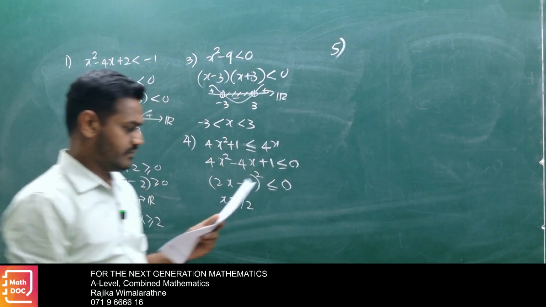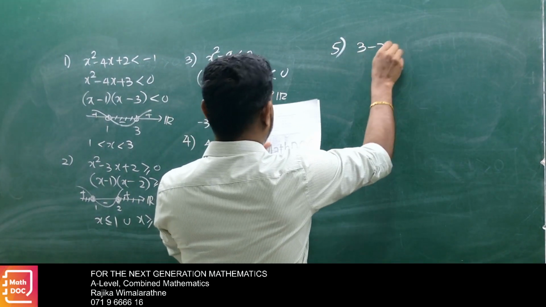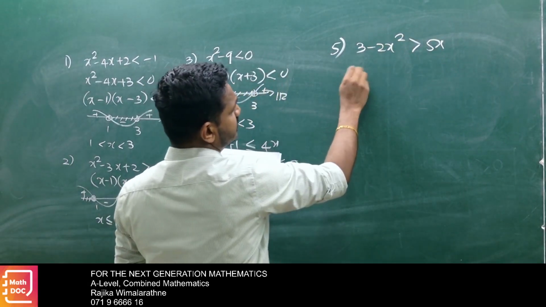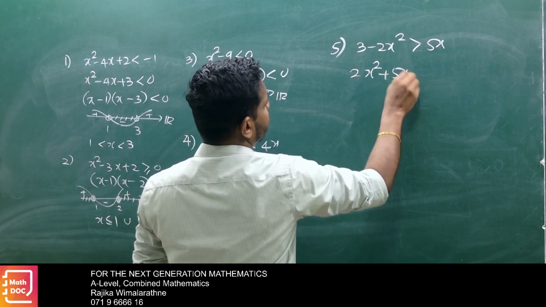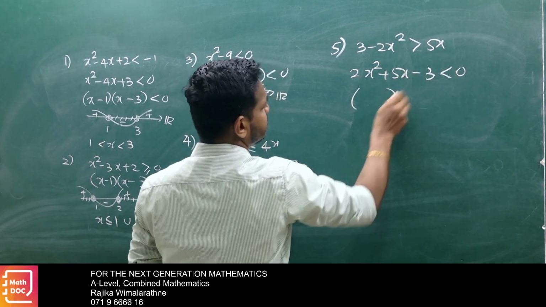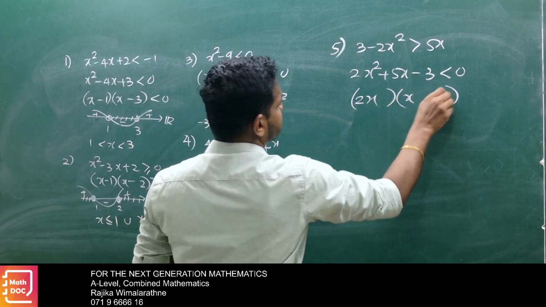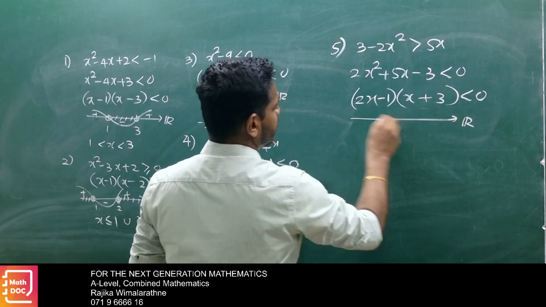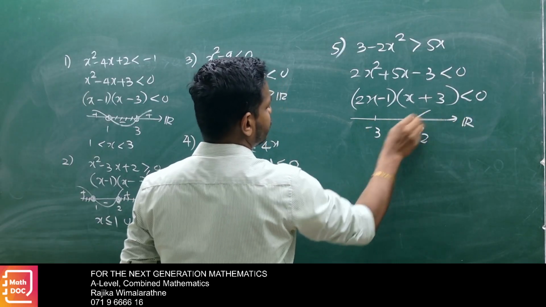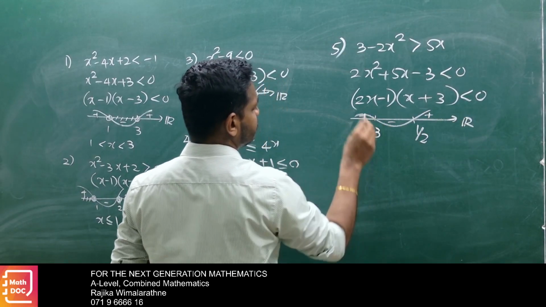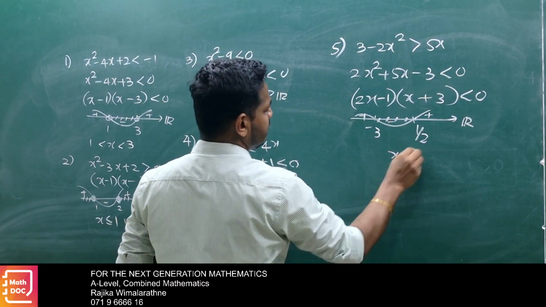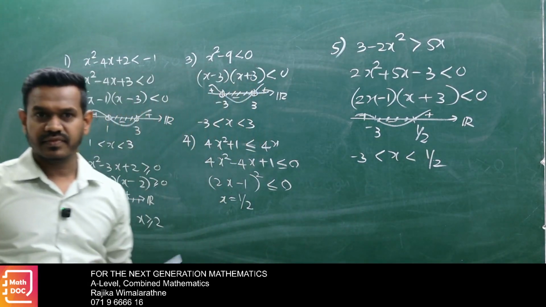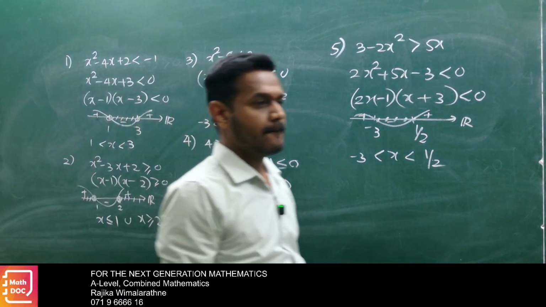5. 3 minus 2x squared greater than 5x. Take all terms to the right side: 2x squared plus 5x minus 3 less than 0. Factorize: 2x, x, 3, 1, plus, minus, less than 0. Minus 3, 1 over 2. Negative, positive. x in between minus 3 to half. Continue now. Take your time.